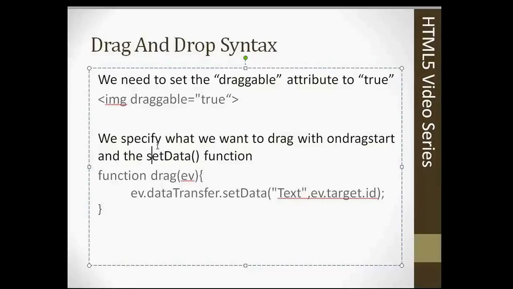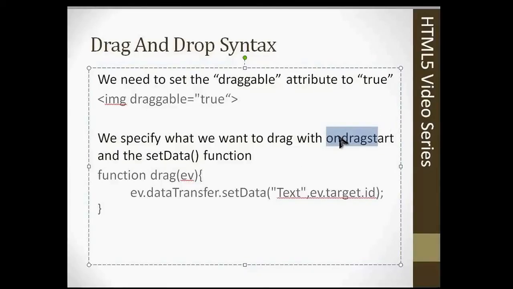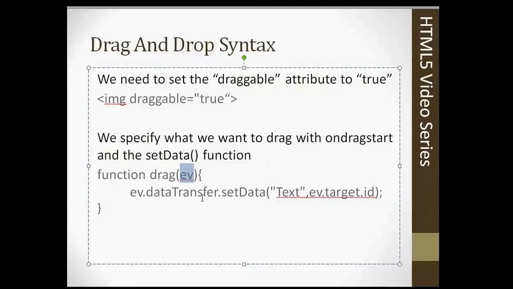Now what we have to do is specify what will happen when the element or the object, or whatever you want to call it, is dragged. The onDragStart attribute calls a function, which is this function, drag(event). Event is the parameter of the drag function, and that specifies what data is to be dragged. If that makes sense.